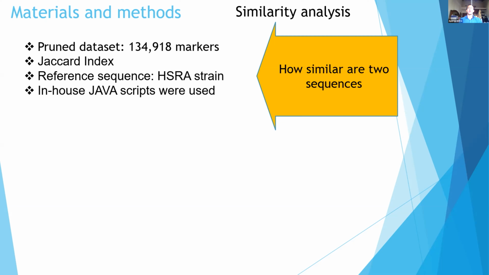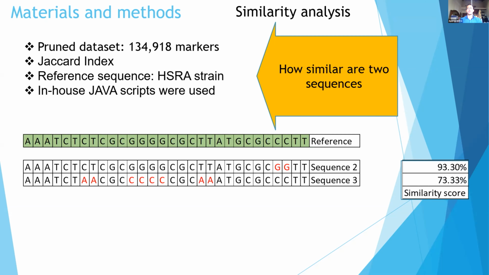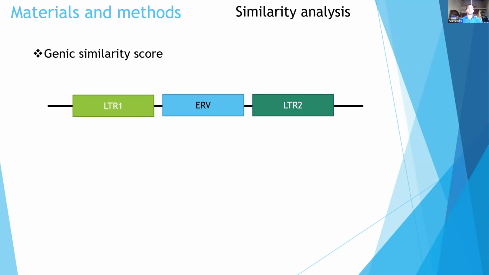So this methodology is going to tell you how similar two sequences are. Here you have a method example: one reference, the HSRA strain, and 2 different individuals. You are going to perform a pairwise comparison between each individual against the reference. And the result, the similarity score, comes from how many elements are in common between the 2 sequences that you are comparing.